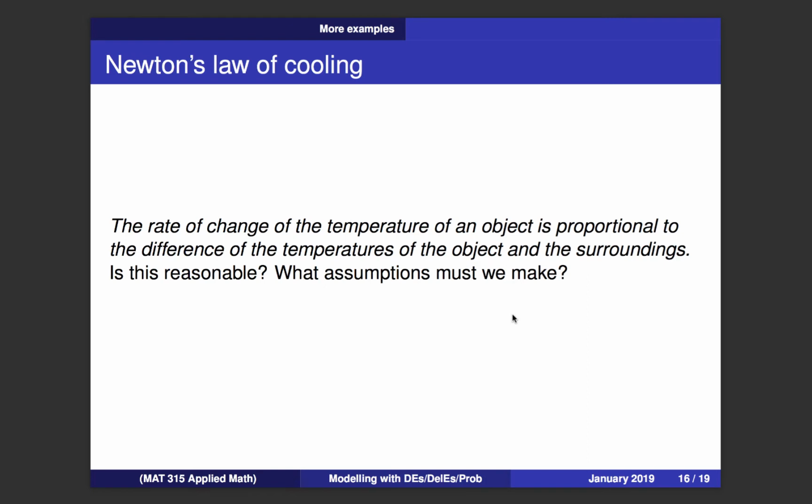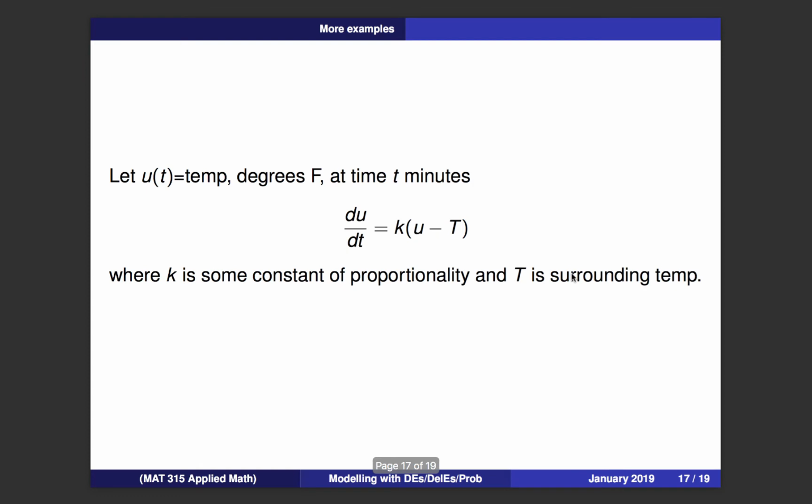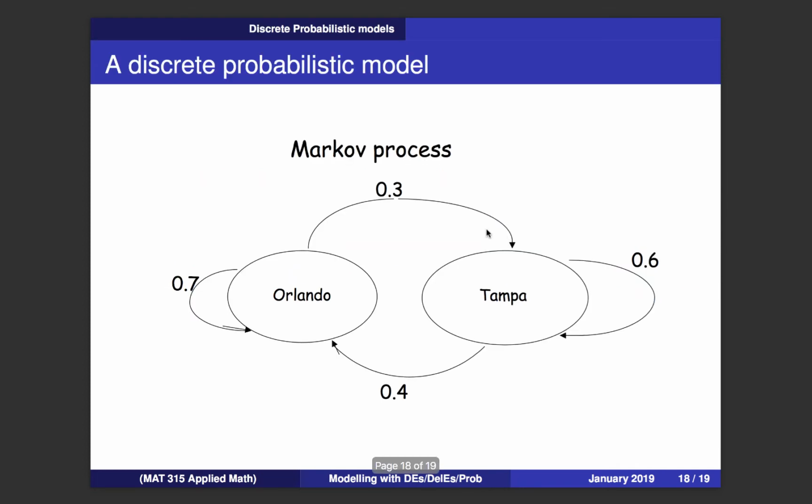Here's another example. Newton's law of cooling. If you know that the temperature changes at a rate proportional to the difference of temperatures of the object and the surroundings, you come up with the following model. So here's the difference of the temperature of the object. There's the temperature of the object, U, and the surroundings, T.